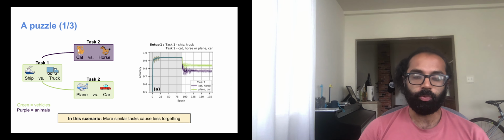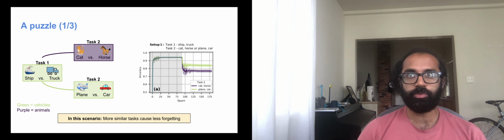Next, we looked at how semantic similarity between tasks in a sequence affected the amount of forgetting. We wanted to know whether, in general, task sequences with semantically more similar subtasks resulted in more or less forgetting than task sequences with semantically less similar subtasks. And initially, we find somewhat conflicting results.